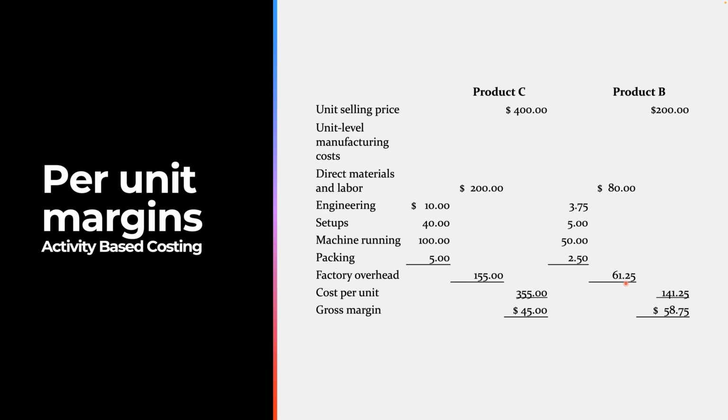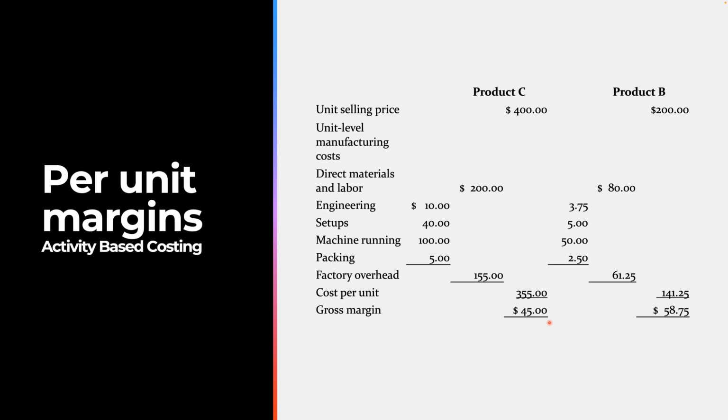And it is now $61.25 allocated per unit to product B. This is lower than before when we used volume-based costing. This means the cost per unit for product C is $355, or higher, using activity-based costing. And the cost per unit for product B is $141.25, or it is lower when we use activity-based costing compared to volume-based costing.